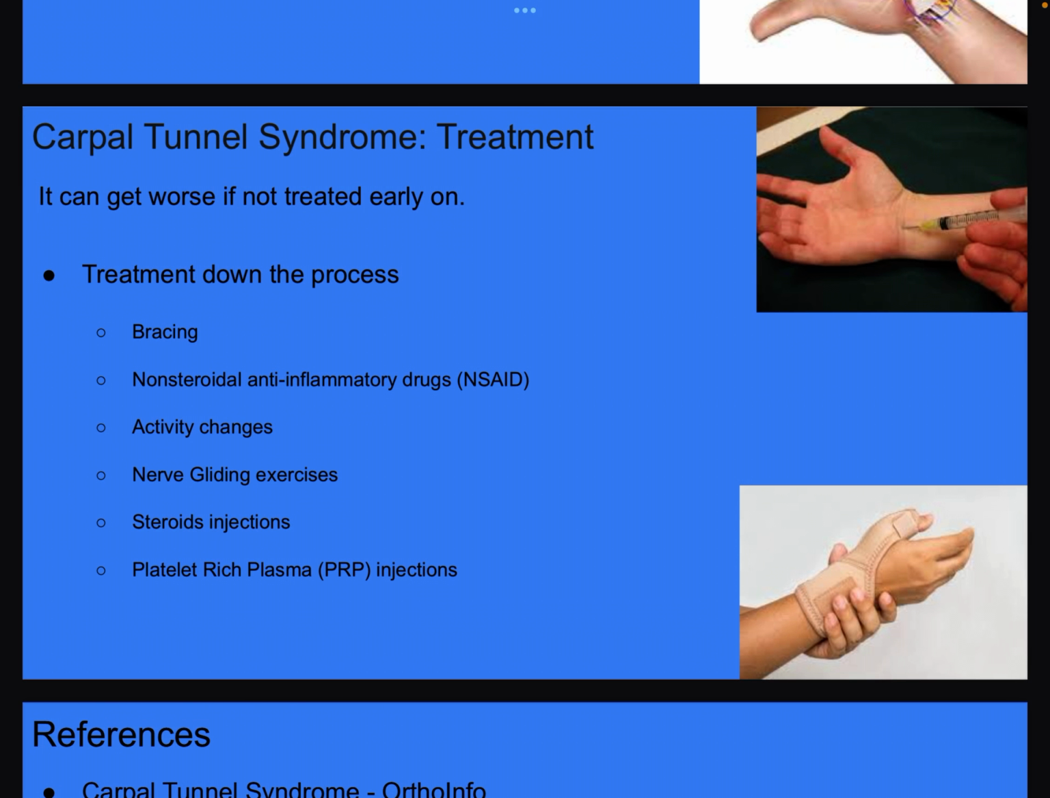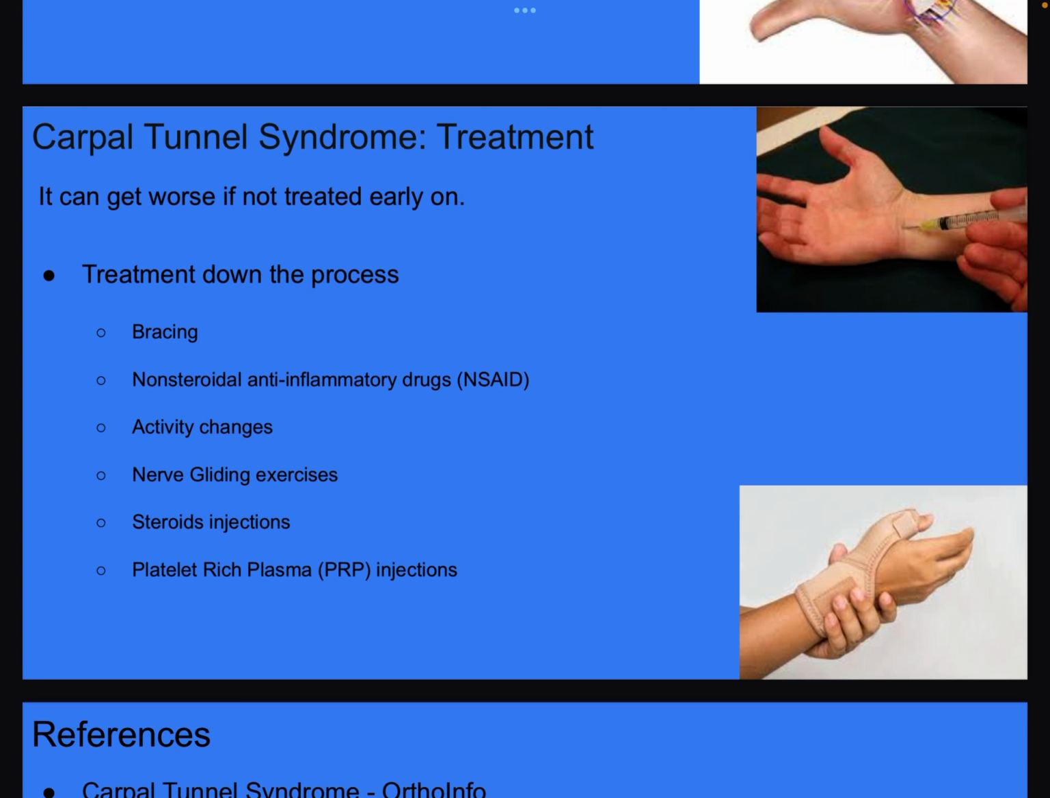So treatments down. So there's bracing. There's non-steroidal anti-inflammatory drugs that can help with this.